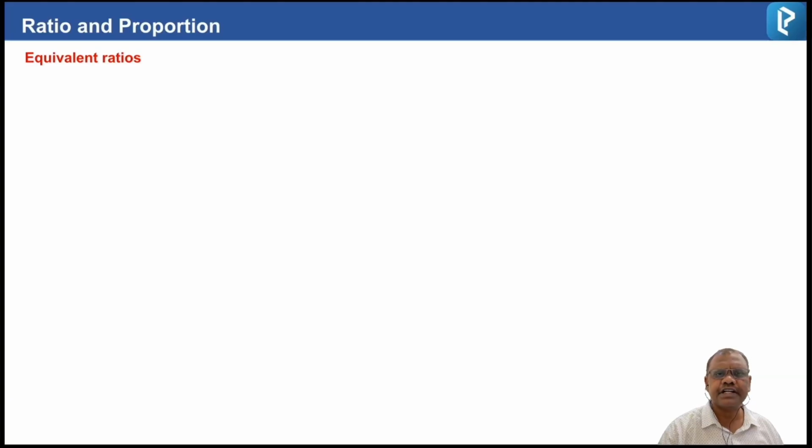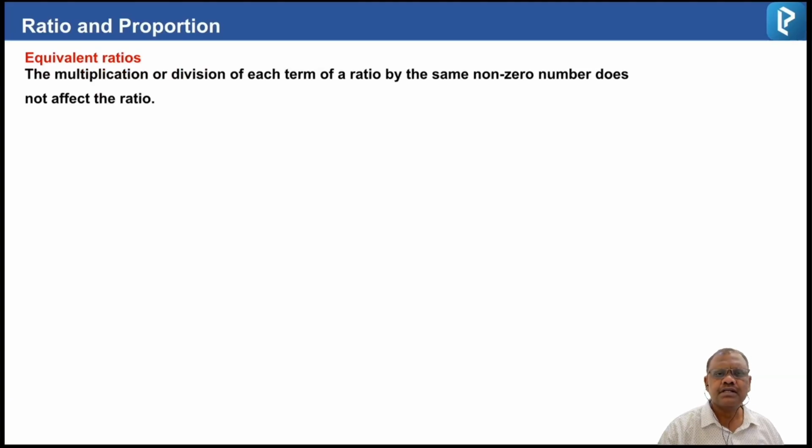What are equivalent ratios? When you multiply or divide the two terms of a ratio by the same non-zero number, the ratio does not change. So there is no effect on the ratio. The new ratios formed are called equivalent ratios.